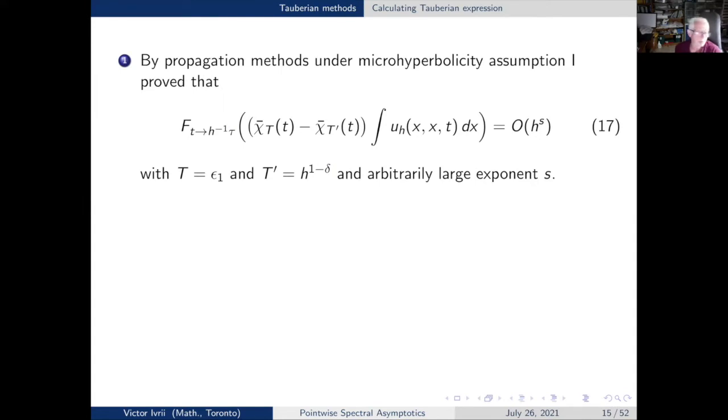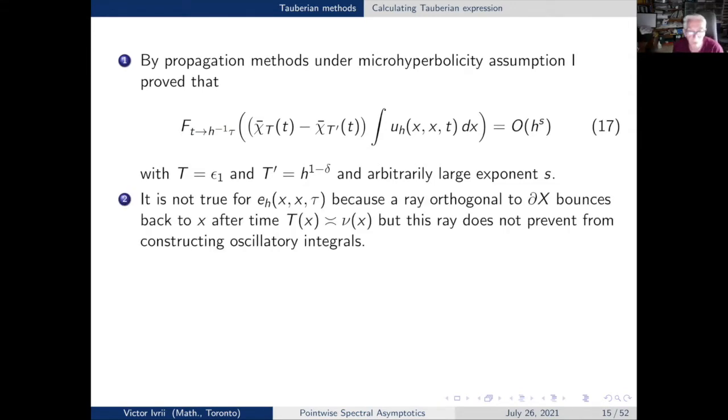By propagator methods, under probabilistic condition, I proved the following: you can take cutoff on the interval epsilon, or you can take cutoff on an interval a bit larger than h, and then it would be almost the same. Why? Because singularities go away from the diagonal.